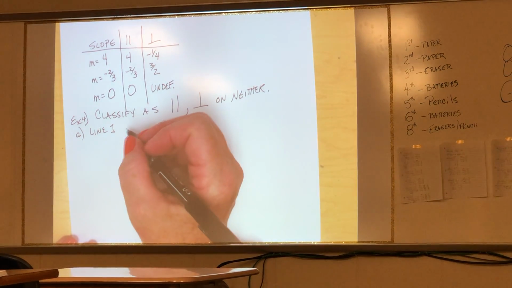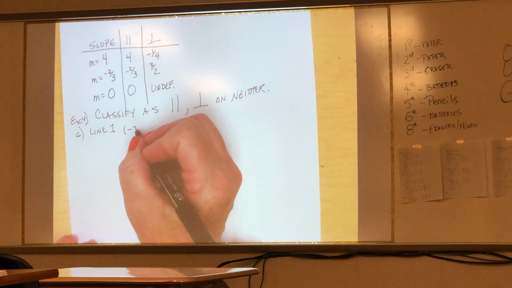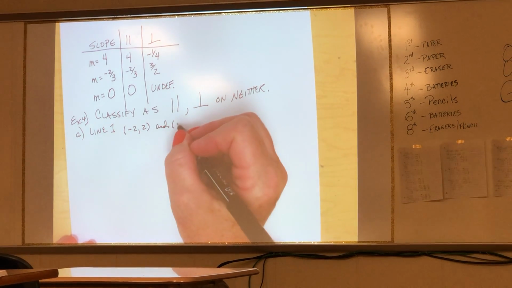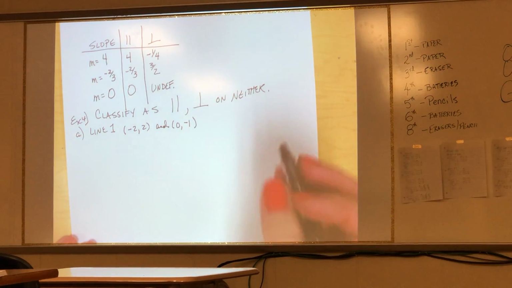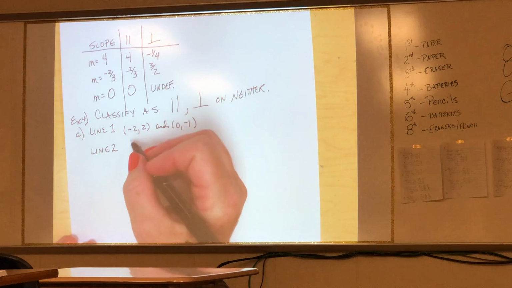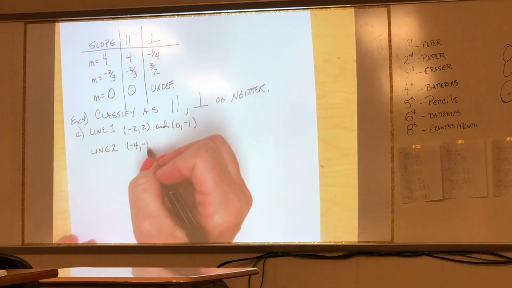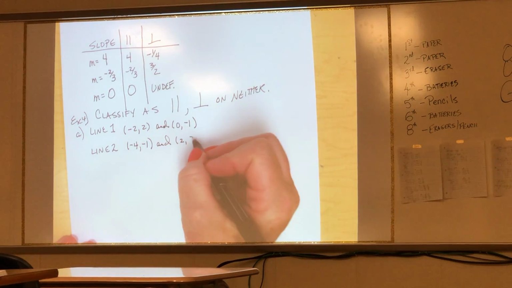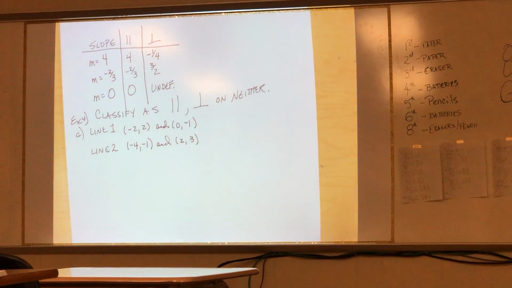Line 1 contains the points (-2, 2) and (0, -1). Line 2 contains the points (-4, -1) and (2, 3). Okay, what do you have to find? Slope. You got less than 2 minutes. Go. George, it's hard to write like that. Let's go.